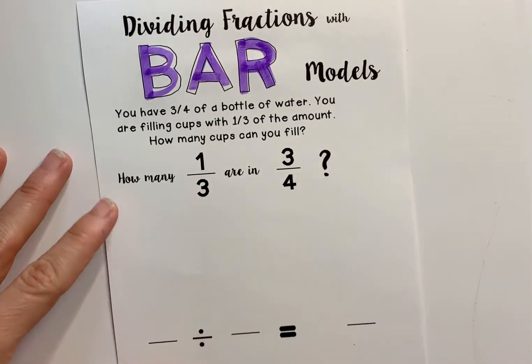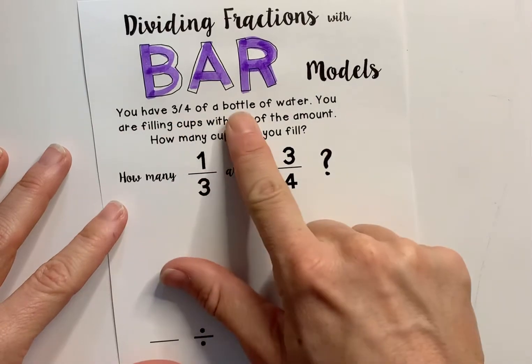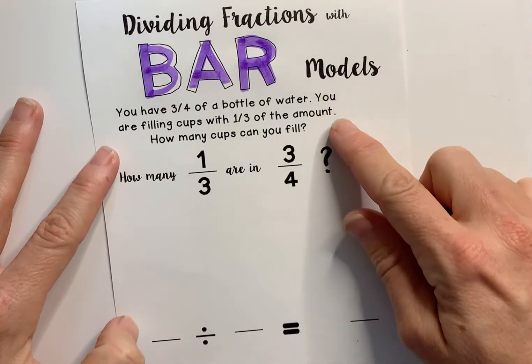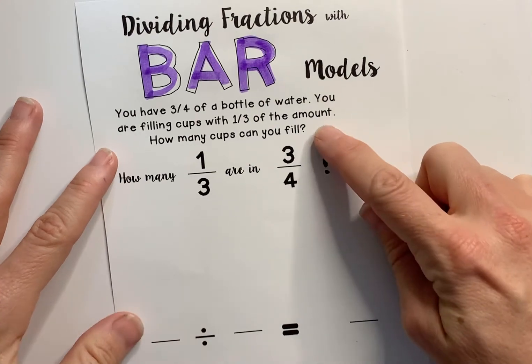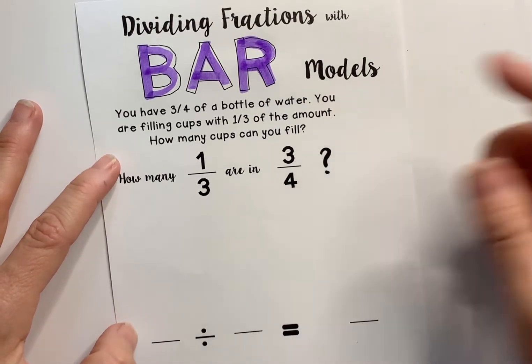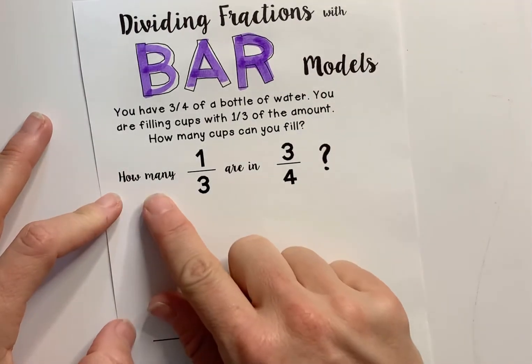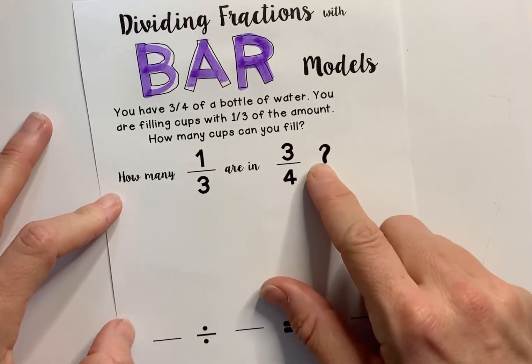All right, so here's the scenario. You have 3/4 of a bottle of water. You are filling cups with 1/3 of the amount. How many cups can you fill? All right, so what this problem is really asking us is how many 1/3s are in 3/4?